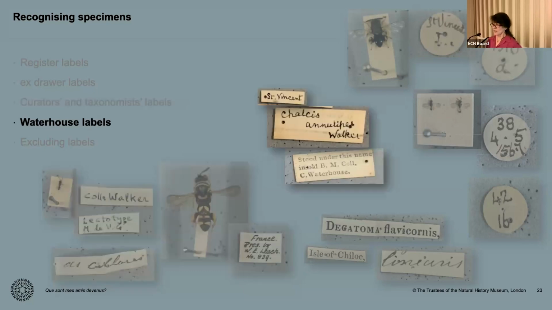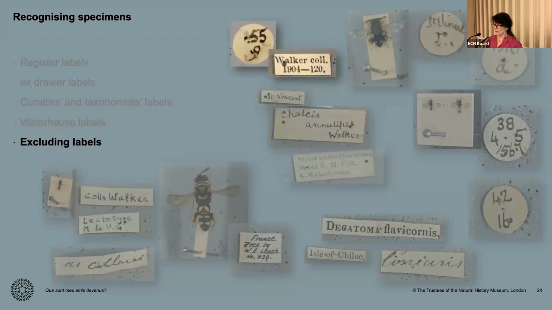And a special case of this is what we call Waterhouse labels. Waterhouse worked at the museum from 1866 onwards, and at some point, we don't know when, he labeled most or all the specimens with the name under which they were in the collection at this time, and sometimes also locality labels. And of course, finally, any label that tells me the specimen was not in the collection in 1848, so I can eliminate this specimen, is also useful.